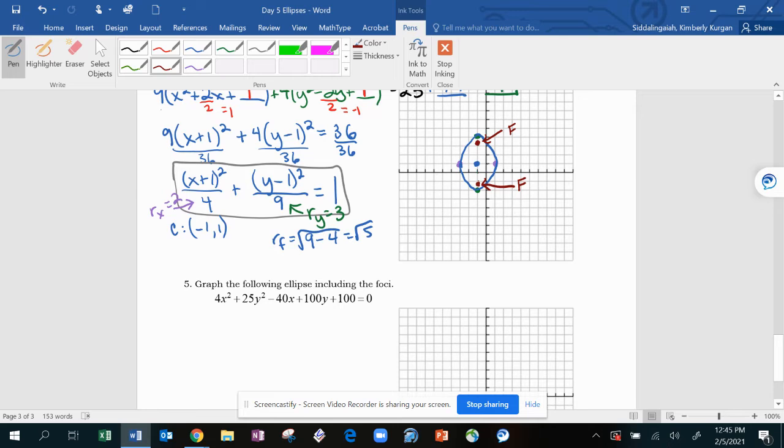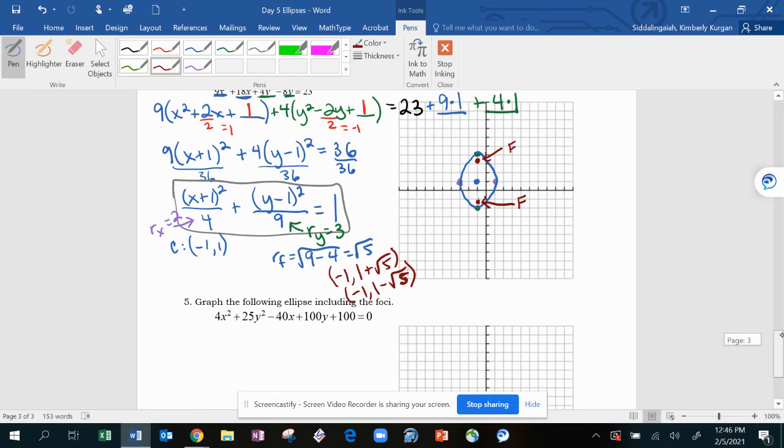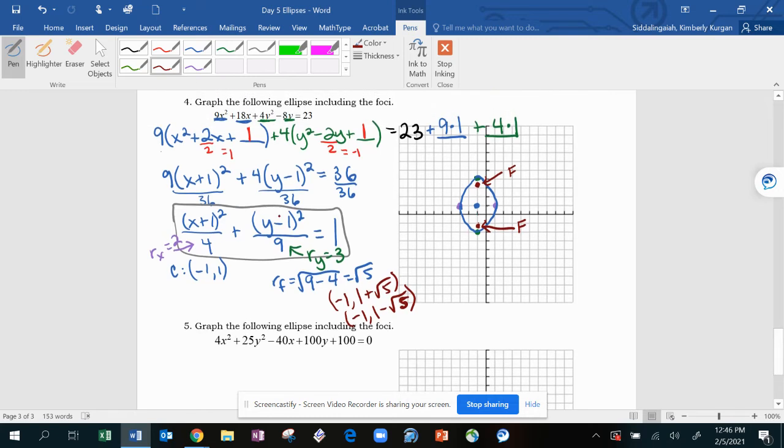If I wanted those as coordinates, I would say they're -1, 1 plus the square root of 5, and then -1, 1 minus the square root of 5, if it was asking for coordinates. And just to be clear, the reason I went up and down from the center is because my y radius was bigger. So that's my major axis. So that first part was probably the worst. Once we get to this gray box, it should feel kind of normal. But let's do another example.